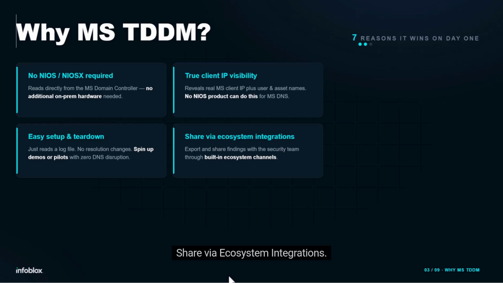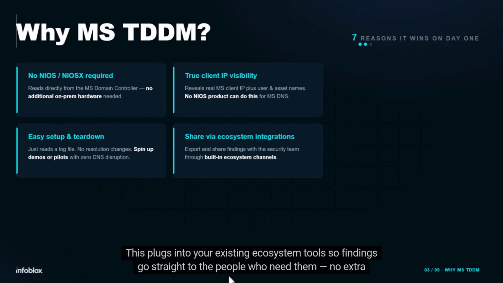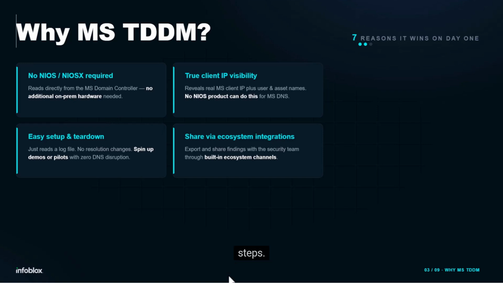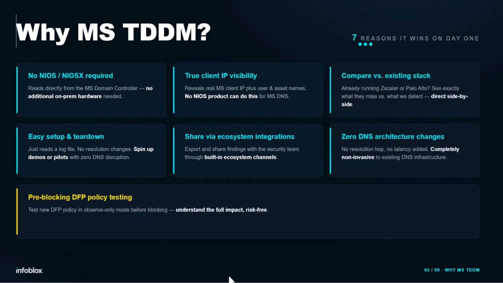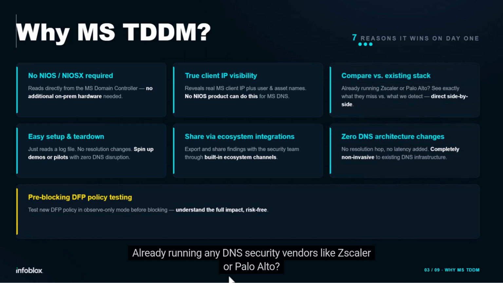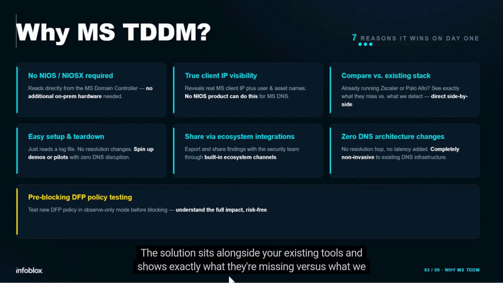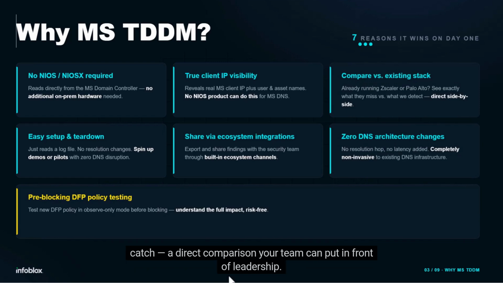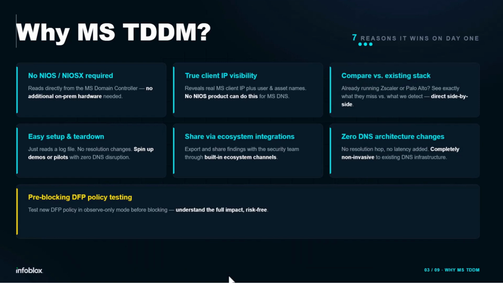Share via ecosystem integrations. Once your team sees the detections, sharing them is seamless. This plugs into your existing ecosystem tools so findings go straight to the people who need them, no extra steps. Compare versus your existing stack. Already running any DNS security vendors like Zscaler or Palo Alto? Keep them. The solution sits alongside your existing tools and shows exactly what they're missing versus what we catch, a direct comparison your team can put in front of leadership.